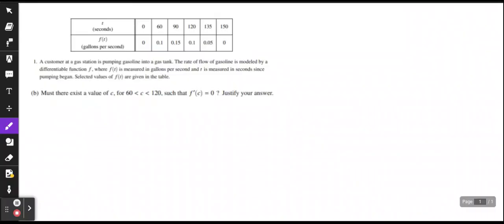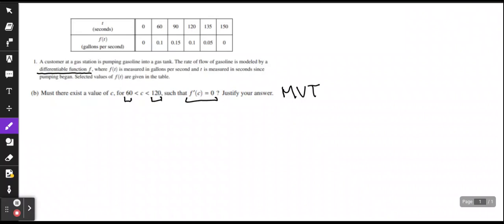Part B is asking us to decide: must there exist a value of c, for c between 60 and 120, such that f prime of c is equal to 0? Justify your answer. Because it's asking us whether there's a value where f prime of c is 0 between two numbers, 60 and 120, this implies that we need to use the Mean Value Theorem. The condition for the Mean Value Theorem is that our function is differentiable. And it does state right here that f is a differentiable function, so we can use MVT.